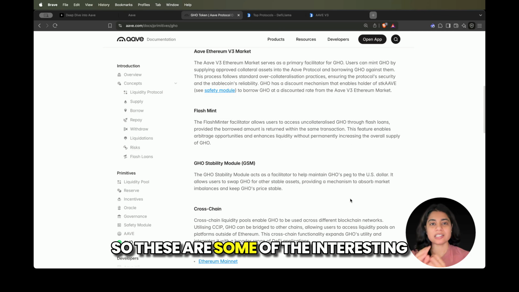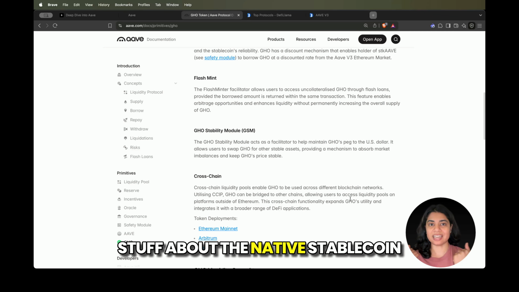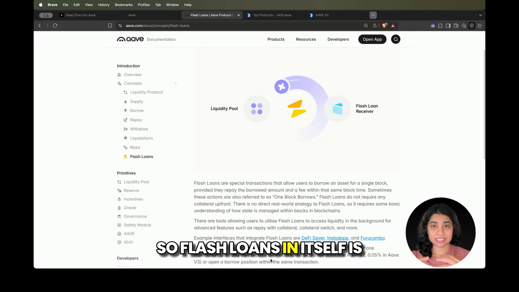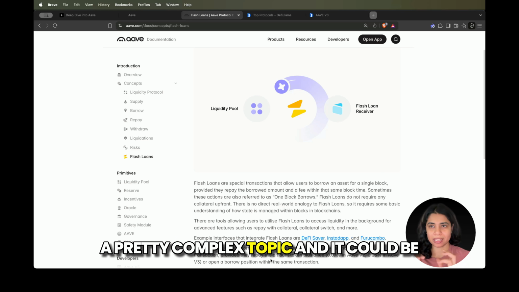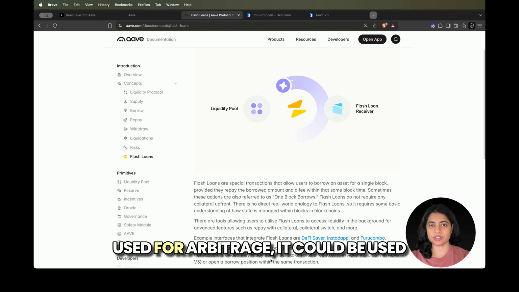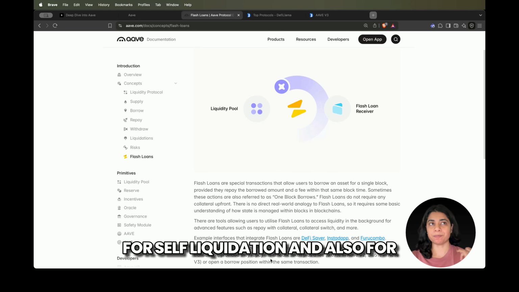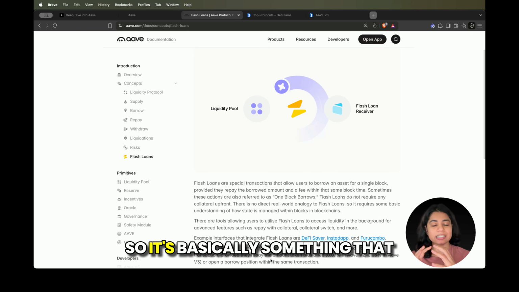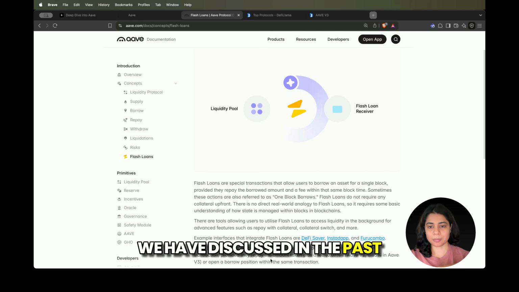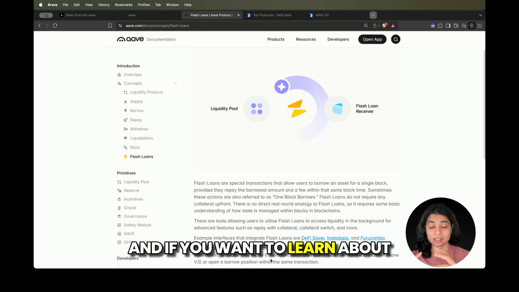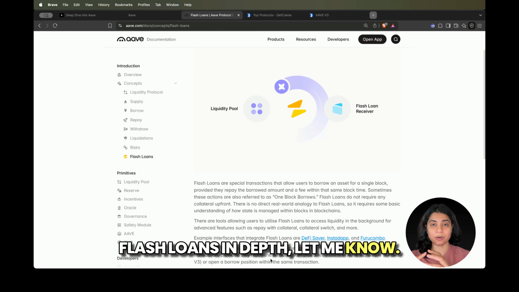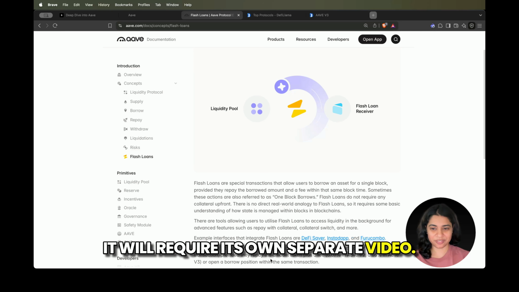Basically, these are some of the interesting stuff about the native stablecoin. Flash loans in itself is a pretty complex topic. It could be used for arbitrage, it could be used for self liquidation, and also for collateral swap. It's something that we have discussed in the past, and if you want to learn about flash loans in depth, let me know. It will require its own separate video.